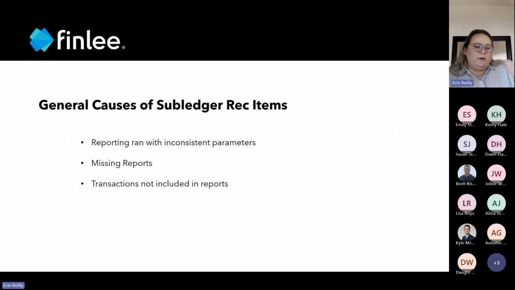Then like you may want to potentially look if there's reports that you could also include that will help with any of those general causes of subledger rec items. If you have a question on that, feel free to reach out to support@rakedigital.com and we'd be happy to meet with you and kind of make that assessment with you if you think that there's maybe something missing or lacking within the reports that you're uploading on a daily basis.